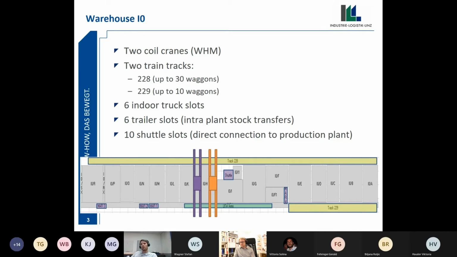We also, as I mentioned before, have some trailers for the inter-warehouse transactions. So if we have to load a coil in another warehouse, or if some quality issues appeared, we can bring it back to the plant. In addition, we also have 10 shuttle slots. They are directly connected to our production plant, so we are able to minimize the trailer transactions between the warehouses. Otherwise, as I mentioned before, we load up to 5,000 tons each day. We also import into the warehouse from 2,400 up to 3,000 tons, so we need a huge amount of ingoing coils.